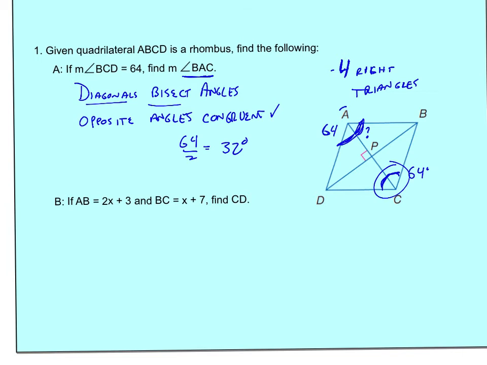So for here, AB is 2x plus 3, BC is x plus 7. It's a rhombus. In a rhombus, all sides are equal.